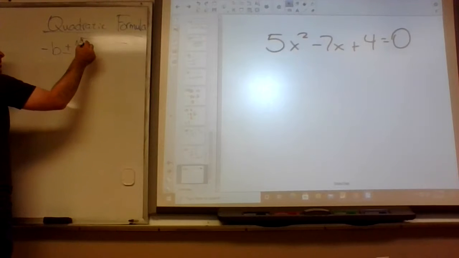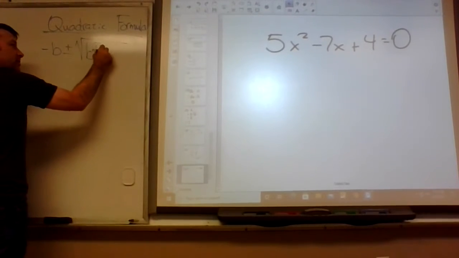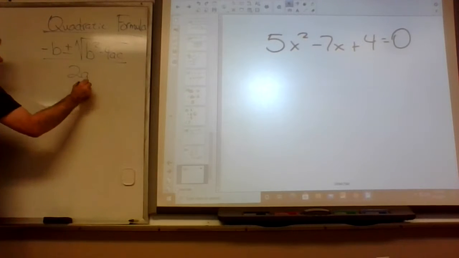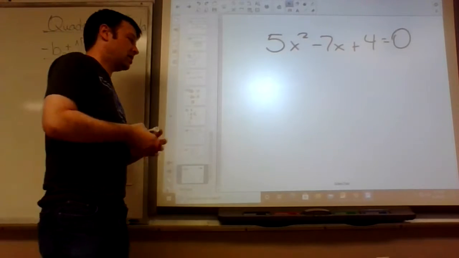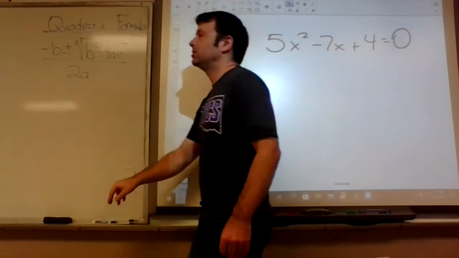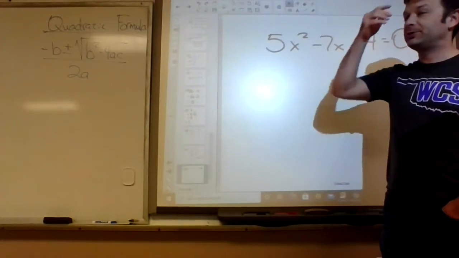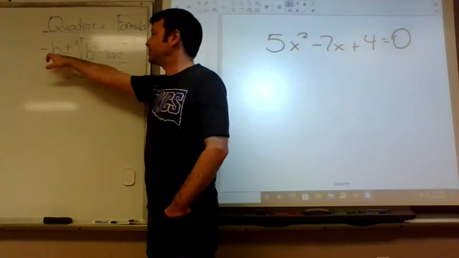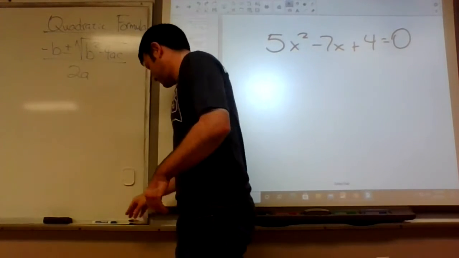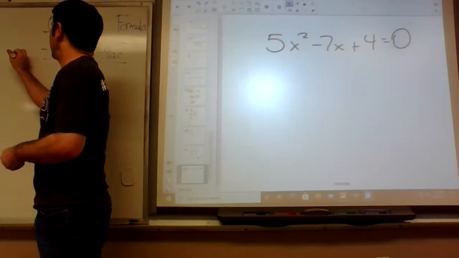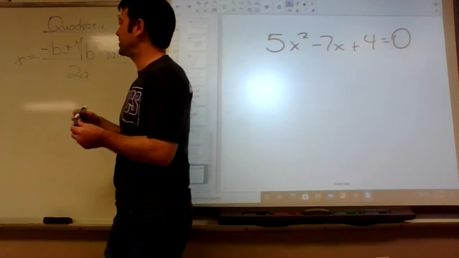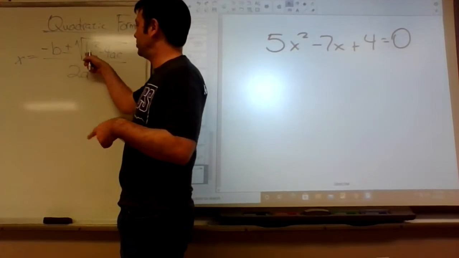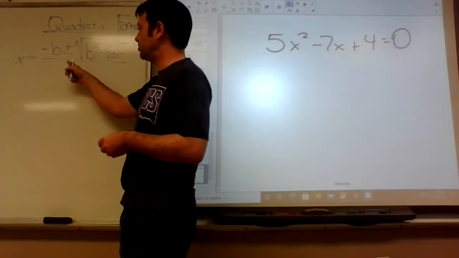Negative b plus or minus the square root of b squared minus 4ac over 2a. That's it. That's simple. Here's the tune, it's Pop Goes the Weasel. It starts with this: x is equal to negative b plus or minus the square root of b squared minus 4ac all over 2a.